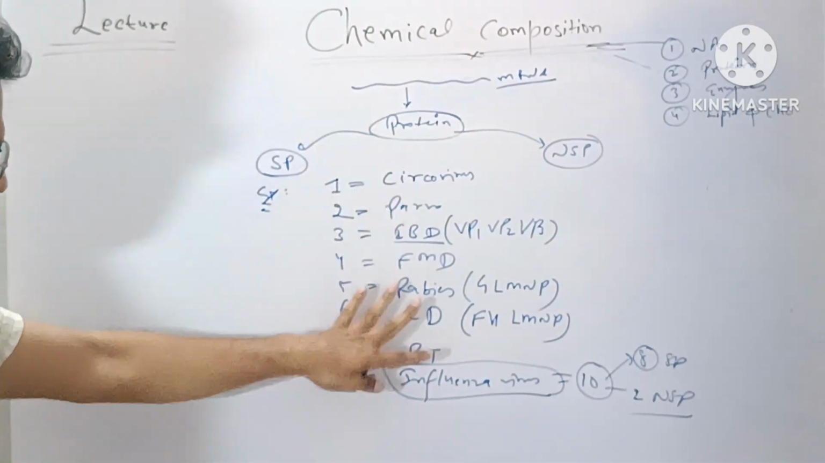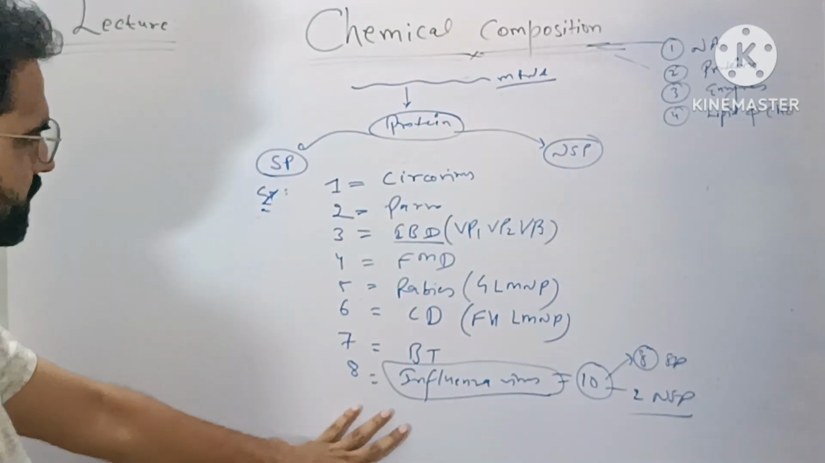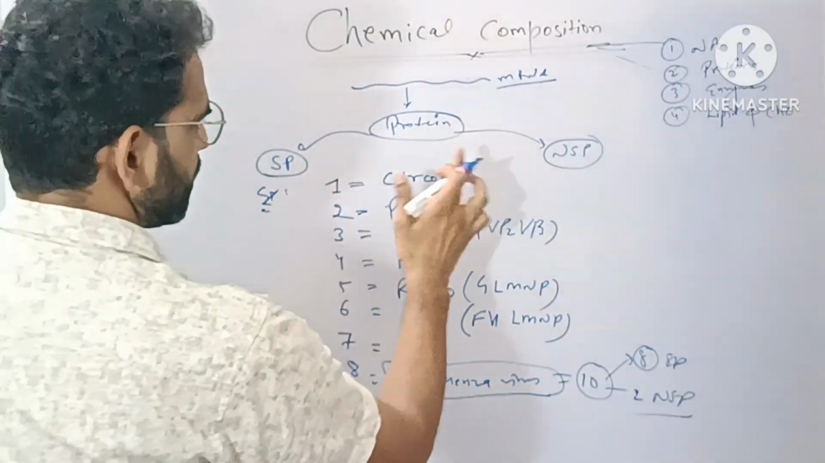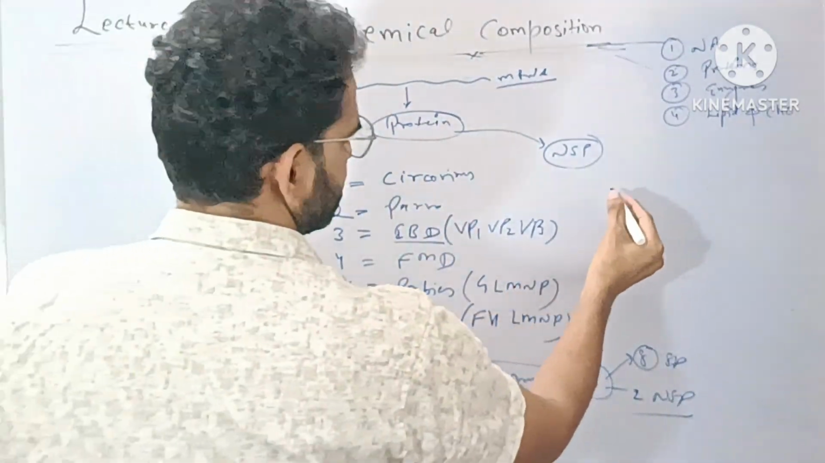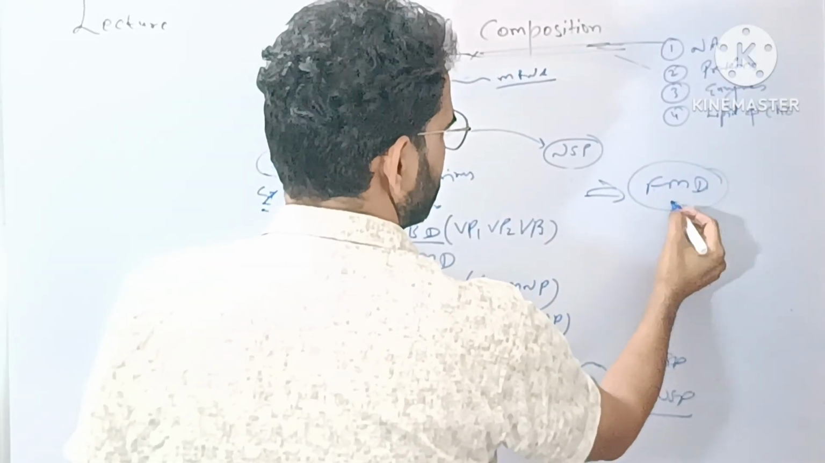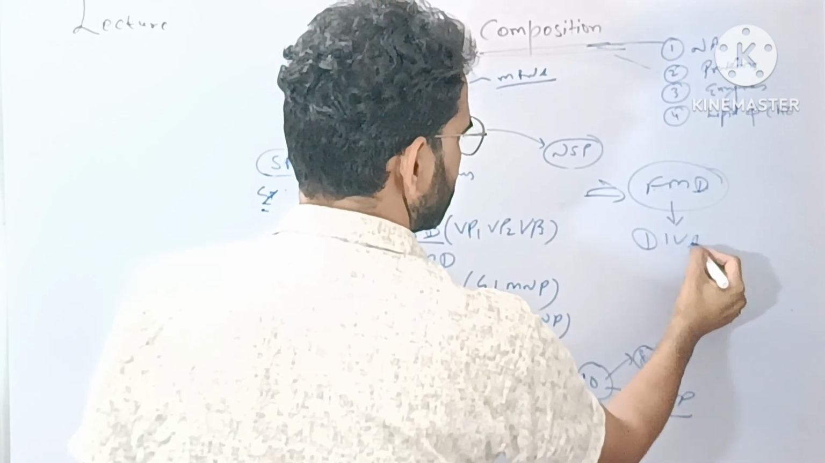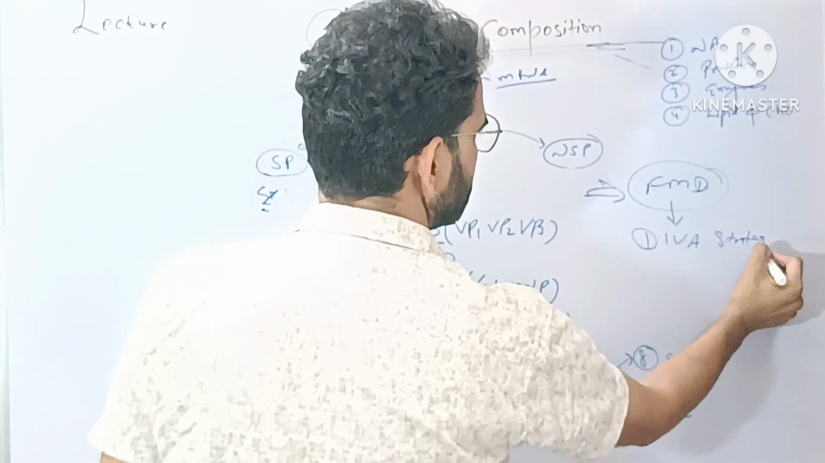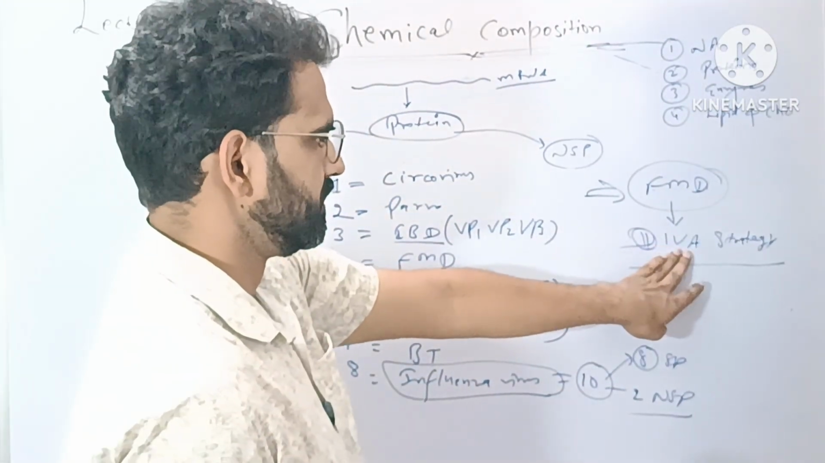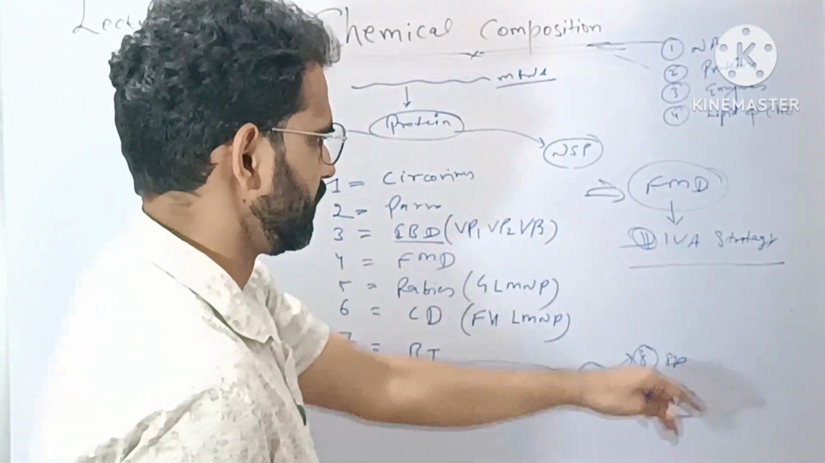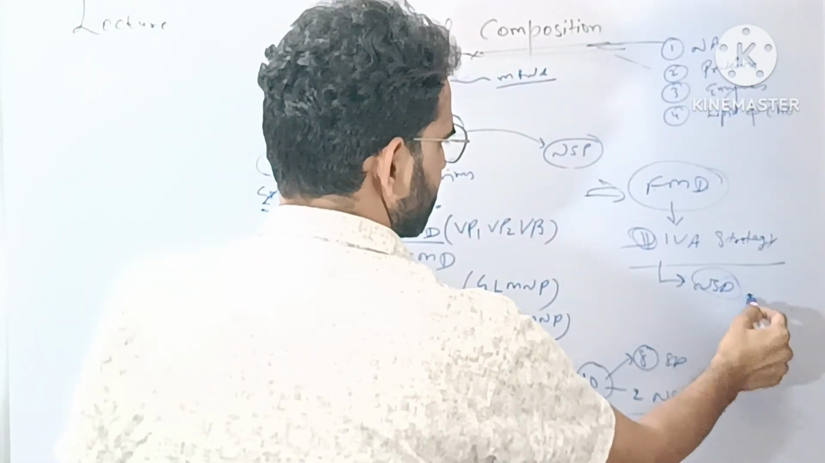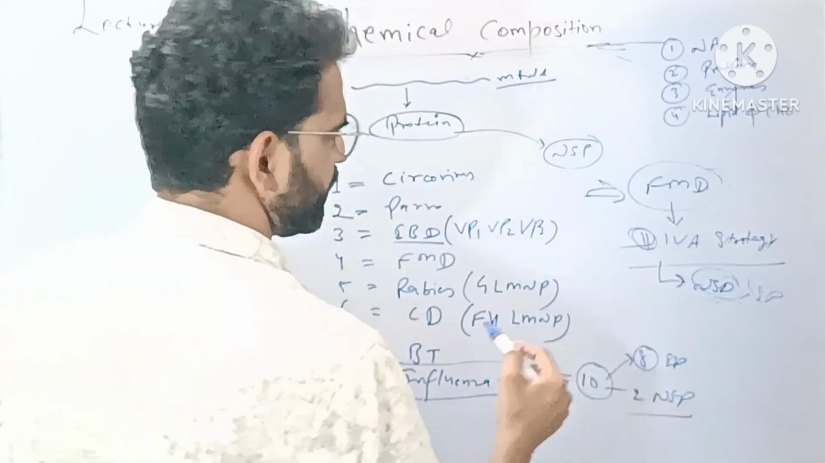So these are some examples of structural proteins and non-structural proteins, for example in influenza viruses. The role of these NSP and SP we will discuss when we study foot and mouth disease. There is a strategy known as DIVA, differentiating infected versus vaccinated animals. In that strategy, we'll discuss the role of NSP and SP protein antibodies.